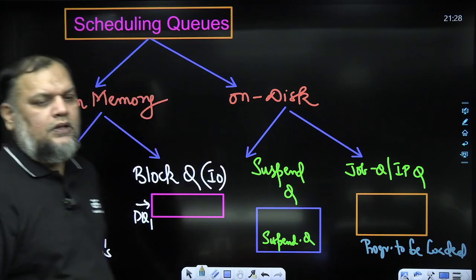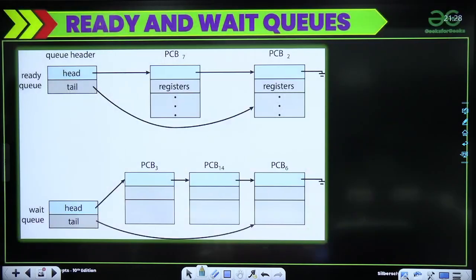Showing these queues in the form of a block diagram, you can check here. See this. The first one is the ready queue. It has a header and a tail pointer, a head pointer and a tail pointer.